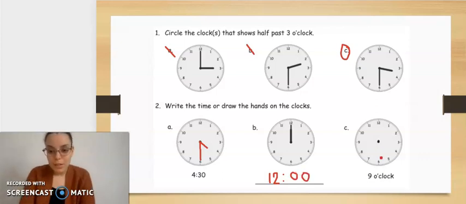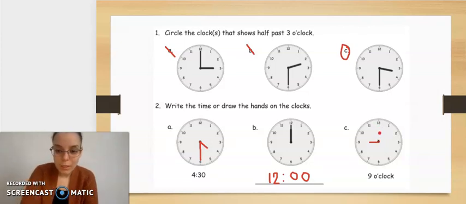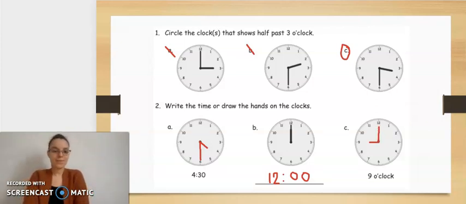All right, now we need to draw 9 o'clock. Oh, so easy. 9 o'clock means that the hour hand is pointing right at the 9, and the minute hand is pointing right up at the 12. Oops. Oh my gosh, why can't I draw a straight line right now? There we go. Easy. Moving on.